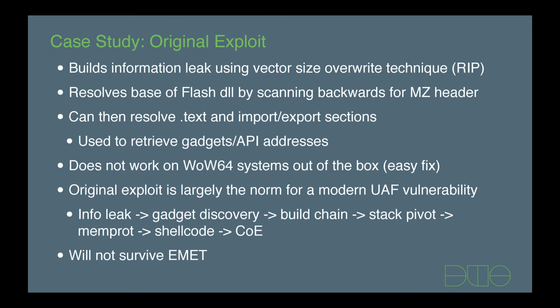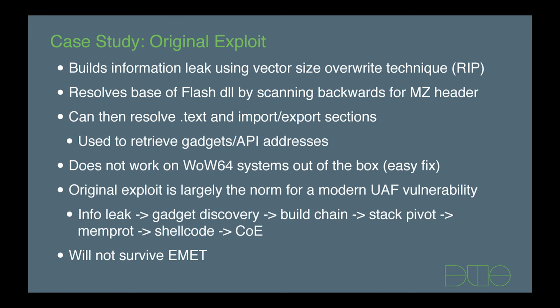This is sort of the first stage of the exploit. It uses that to scan backwards through memory, looking for the header of the Flash module in memory. And then from there, you can use the import and export sections to forward resolve other modules and other functions in memory to build your payload and to build ROP gadgets.